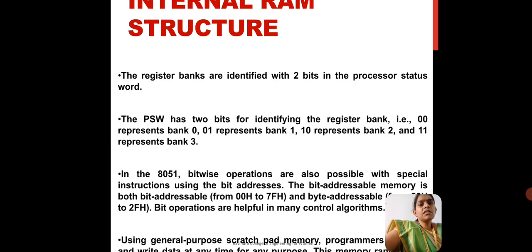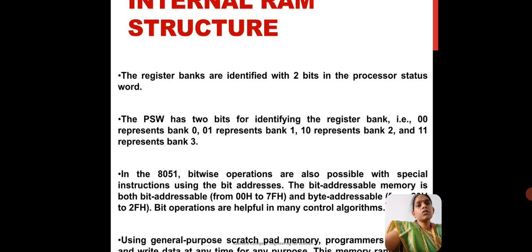In this internal RAM structure, the register banks are identified with 2 bits in the processor status word. The PSW has 2 bits for identifying the register bank, which is represented as 00 for bank 0, 01 for bank 1, 10 for bank 2 and 11 for bank 3. In 8051 the bitwise operations are all possible with a simple instruction using bit addresses.